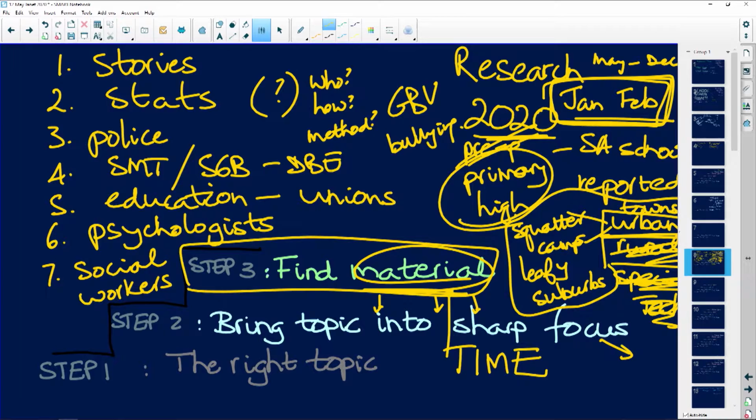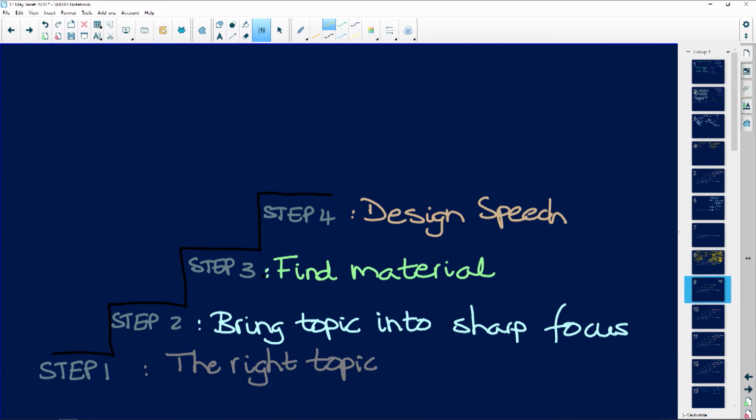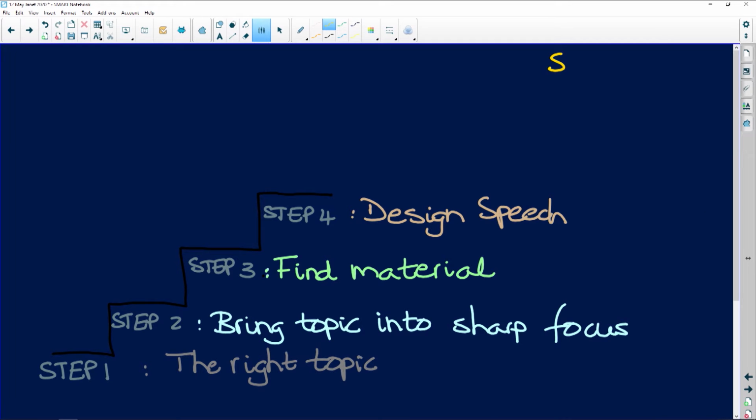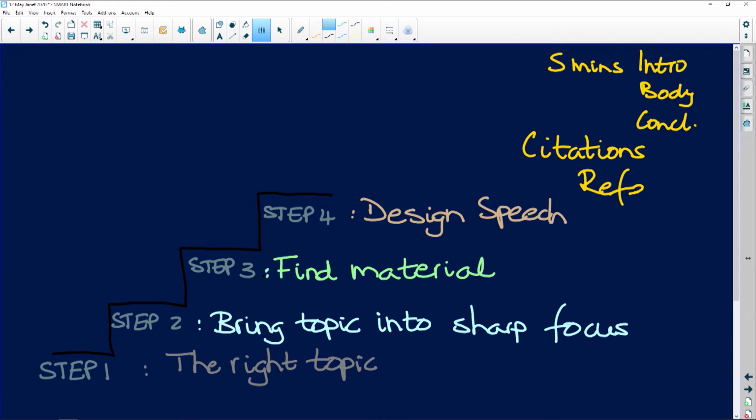Right, moving on. Where do we go now? Now we design the speech. So this is, how long have I got? So let us say you have 5 minutes in grade 11 or grade 12. You obviously need everything we all know, the intro, the body, and the conclusion. And you now design your speech. Remember, you put in your citations. These are your references to all that material that you found when you were doing your research.